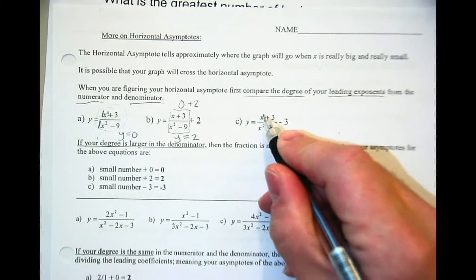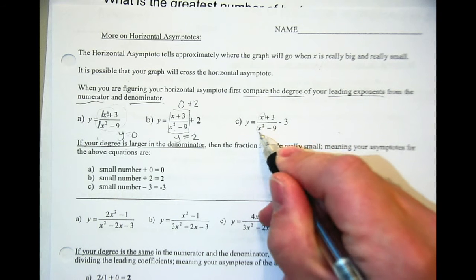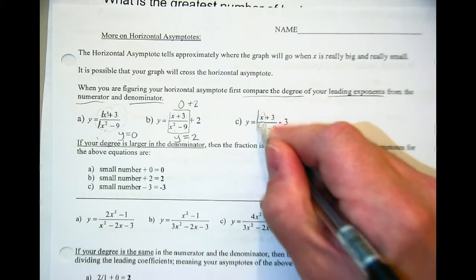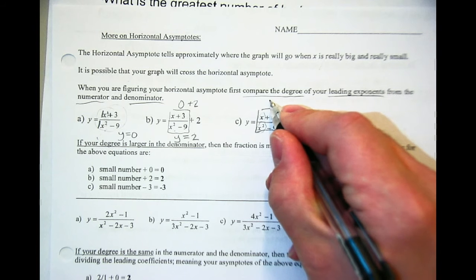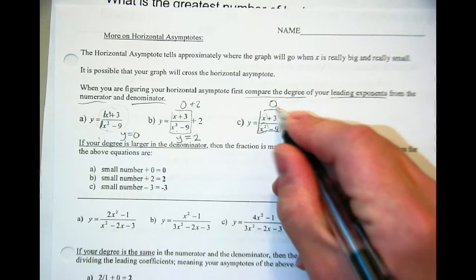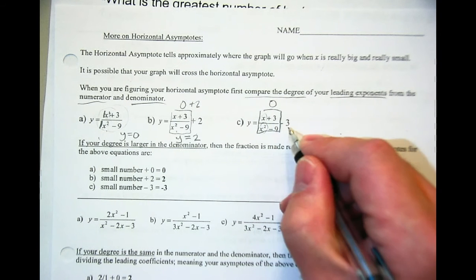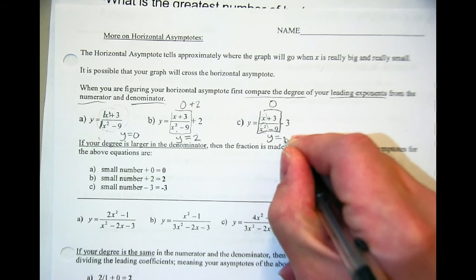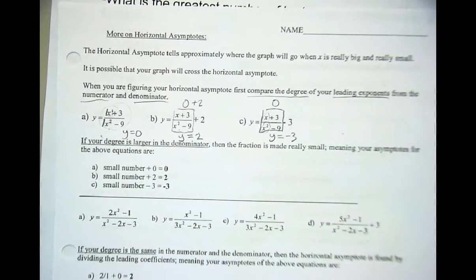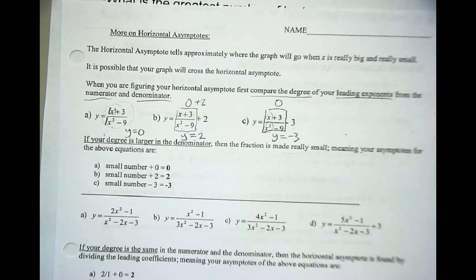Here you have, once again, 1 million over 1 trillion. The fraction part gives me a really small number, close to 0. And then what am I doing to that? Subtracting 3. So my asymptote's at y equals -3. That is how you figure out your y asymptote. Now that's just the very basics of it.